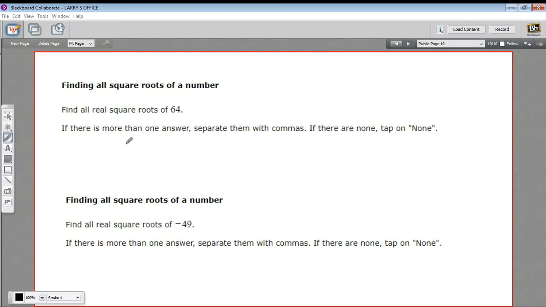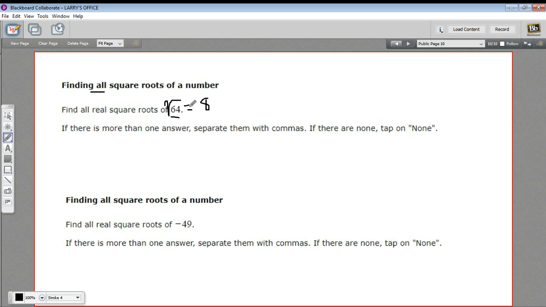In these problems, we're being asked to find all the square roots of a number. This first problem says find all real square roots of 64. And you probably know the square root of 64 is 8, right? Or if you don't know that, you plug 64 into your calculator, hit the square root key, and it says 8. However, your calculator is not being entirely truthful with you.